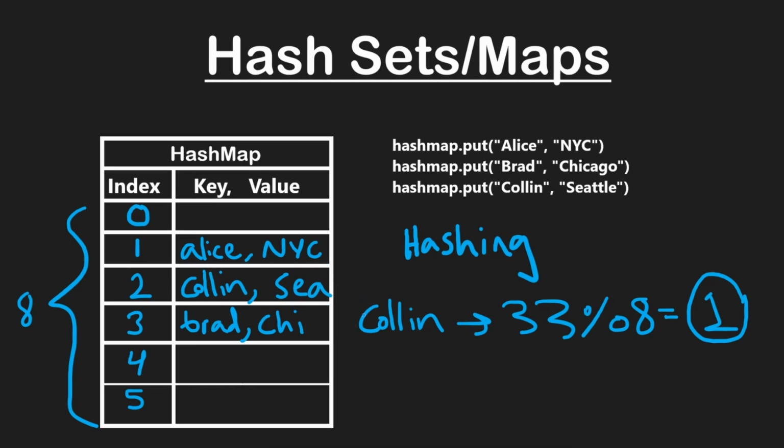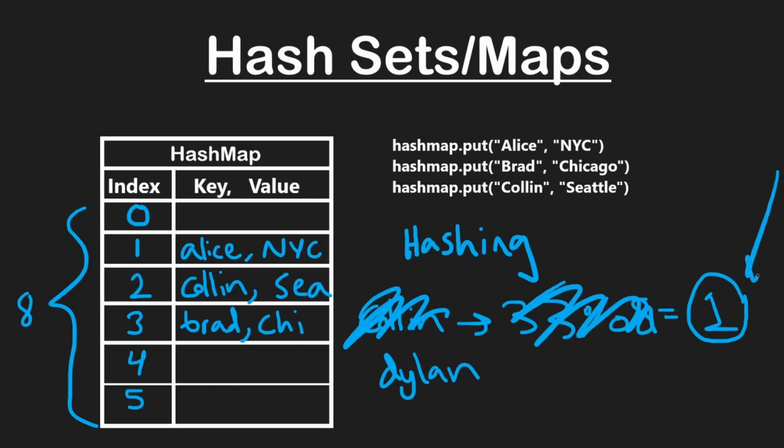Now, possibly we weren't looking for Colin. We were looking for somebody else named Dylan, who does not exist in the hash map. Maybe we somehow computed the exact same index for Dylan. We would look at index 1. We'd see this is not Dylan. We would open address. We would try the next available address. Is Dylan over here? No, they're not. We'd try the next available address. Is Dylan over here? Nope. Is Dylan over here? Nope.